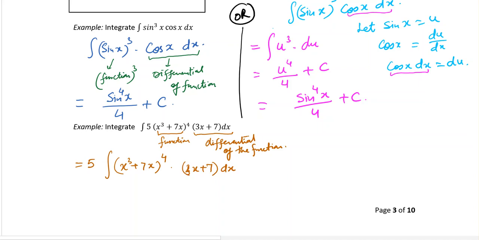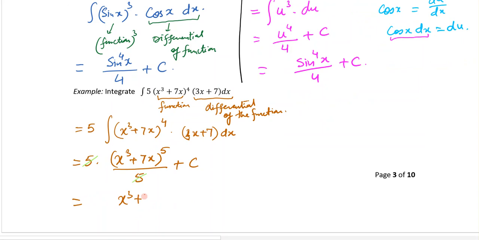So you can plug in u is equal to x cubed plus 7x, and then you figure out the value of du, which would be essentially in this case 3x plus 7 dx. And with the alternate form that we just discussed, we simply raise the function to 1 power more. So in this case 5 as it is, and we raise the function to 1 power more and divide by that new power, which gives x cubed plus 7x raised to power 5 plus c, which is our solution.